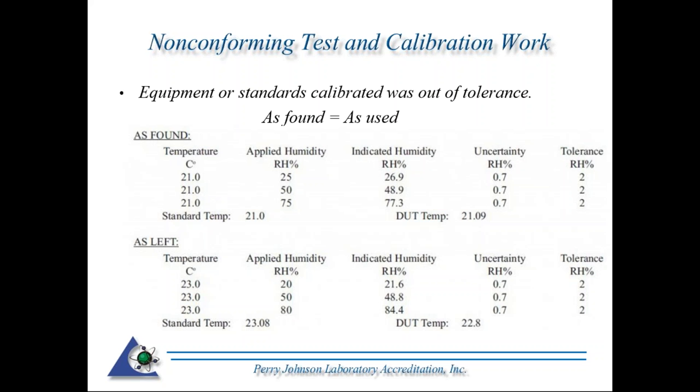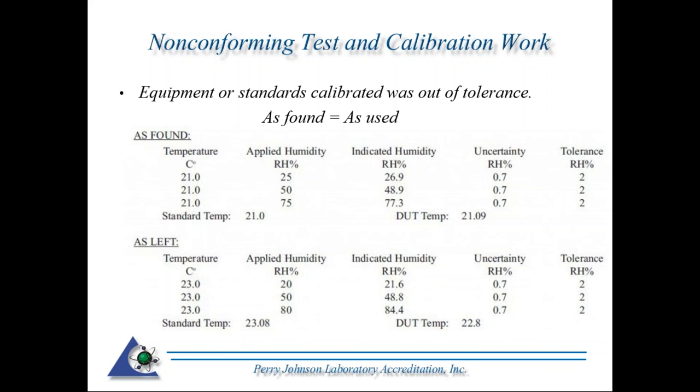If the instrument was out of tolerance, i.e. a pipette, for example, a scale or balance, whatever it happens to be, calibration labs can typically go in and adjust those instruments and bring them back within tolerance. That's great. So when it comes back to you, you see that it passes the as found. You're good to go. Start using that equipment or artifact.